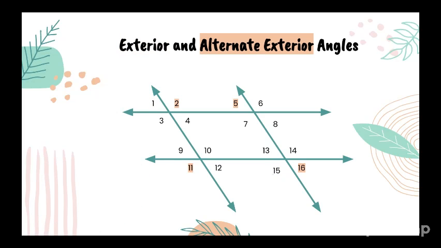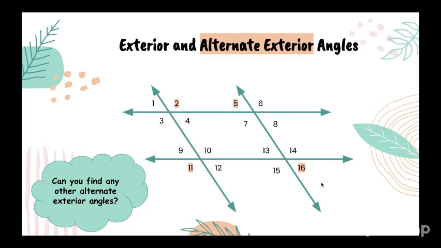Talking about alternate exterior angles. And once again, alternate exterior angles are also very similar to alternate interior angles. The angles still fall on opposite sides of the transversal and are equal in angle measure. So angle 2 is equivalent to angle 11. They're both located on the outside of the parallel lines, and they're on opposite sides of the transversal. See if you can find any other sets of alternate exterior angles.